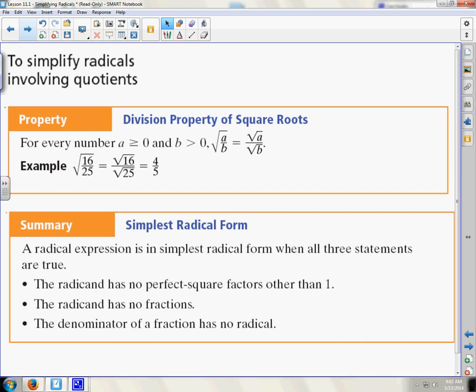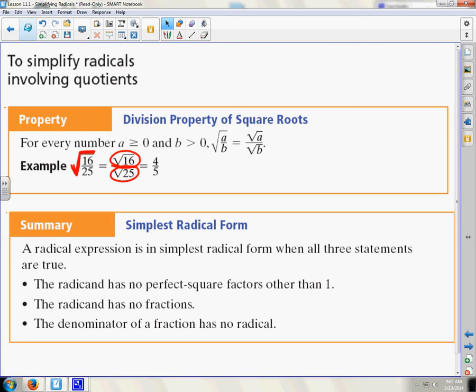Okay, now we have to simplify radicals involving quotients. So if you look at this, if they have a radical sign and then inside of it is a fraction, you can separate that radical sign and put one on the top and one on the bottom and do them each separately. So it's pretty much the exact same, but you have to do it twice because you have to do your numerator and your denominator.